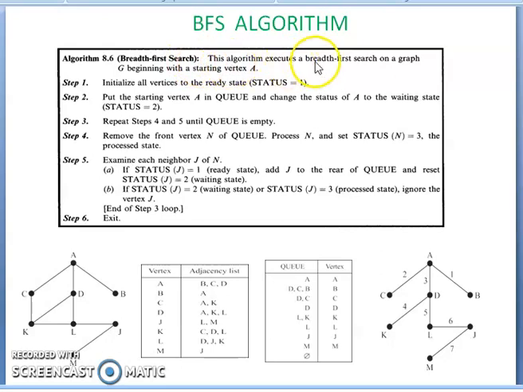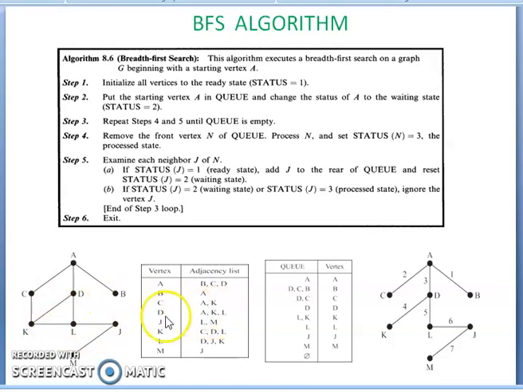This algorithm executes BFS on a graph G, beginning with a starting vertex A. This is the same graph that is used. The adjacency list is here. For A, the adjacent vertices are B, C, D. For B, the only adjacent vertex is A. For C, the adjacent vertices are A and K. For D, the adjacent vertices are A, K, L.